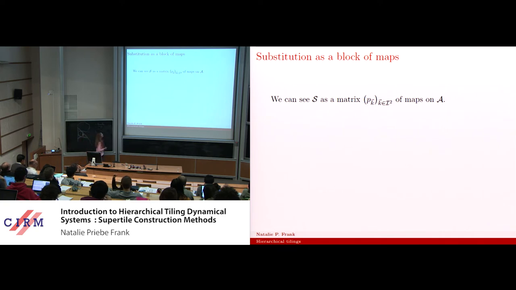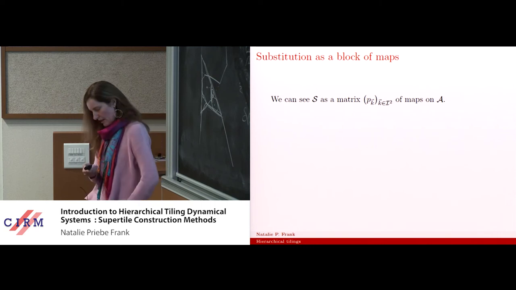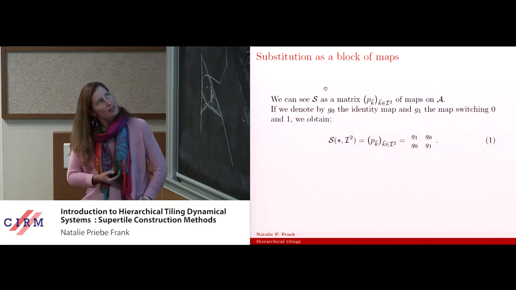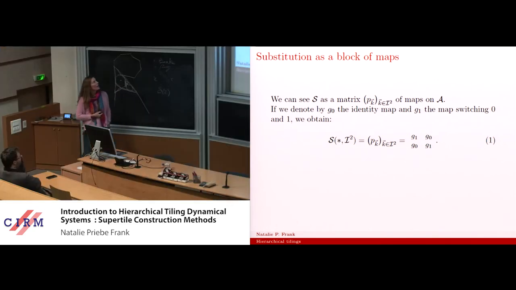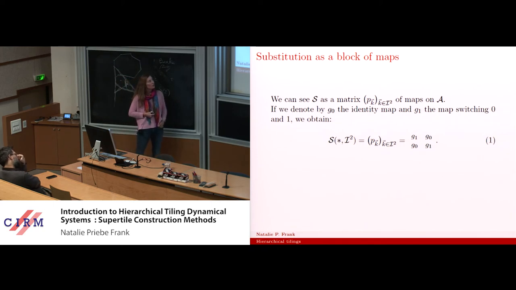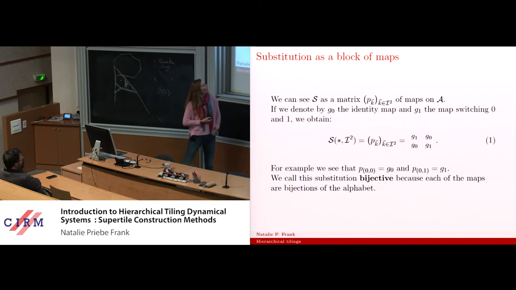And if you want, you can see the substitution in this scenario as a matrix of maps instead of individual substitutions. And if you do that for the Thue-Morse, and if you call G1 the map that switches and G0 is the identity, then the substitution I just showed you looks like this as a map.